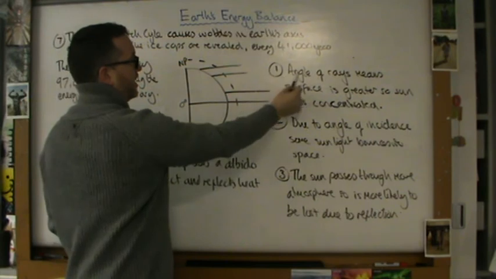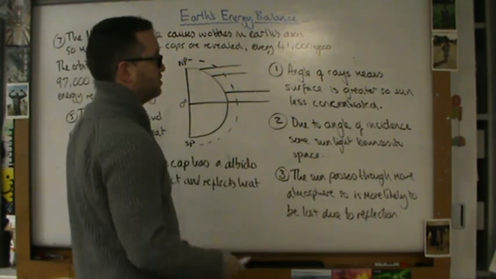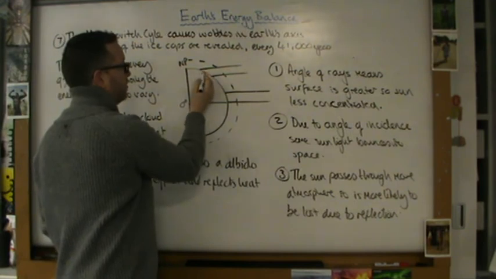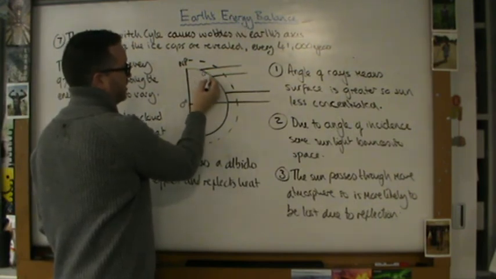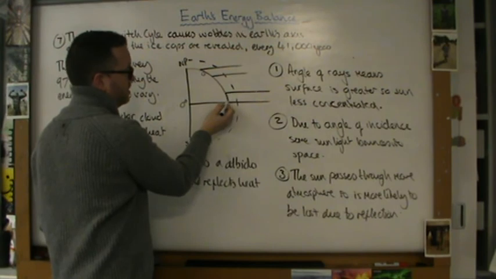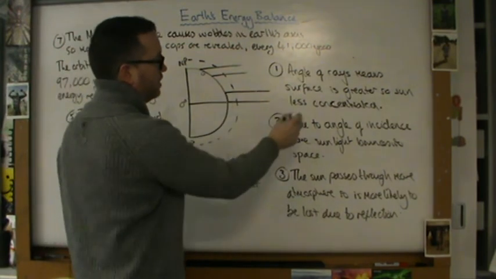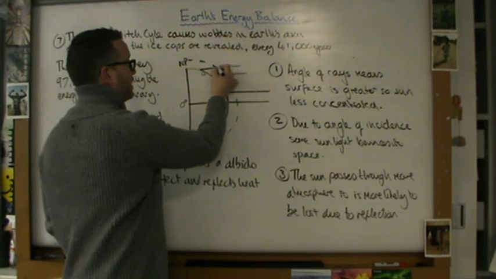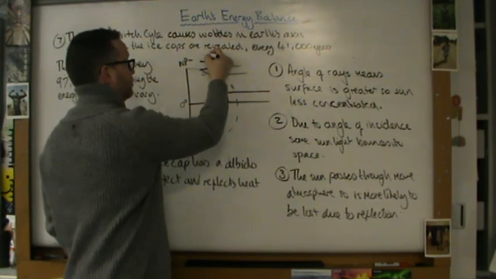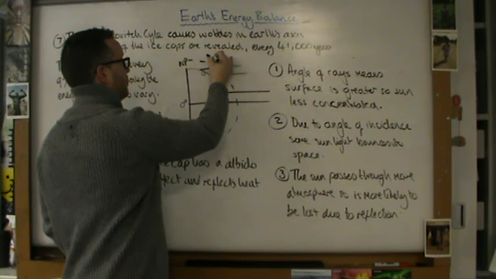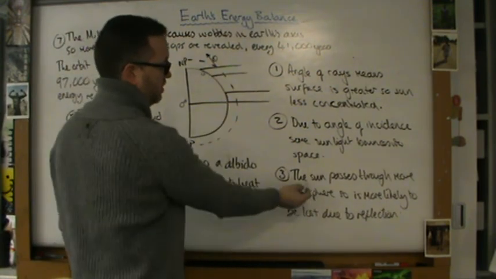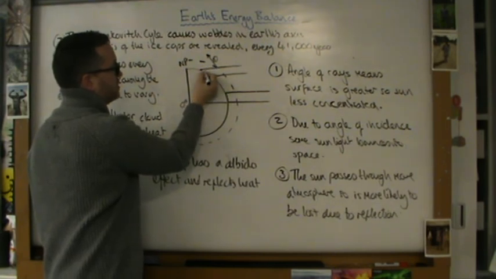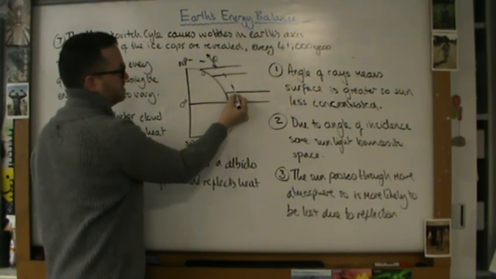So, the angle of the rays when they strike means that the surface is greater, so it's less concentrated. That is at location 1. Because there's more surface area here than there is here. 2. The angle of incidence means sun bounces off. All we have to do is add an arrow showing some sunlight bouncing off. 3. The sun passes through more atmosphere. This distance is greater than this distance.